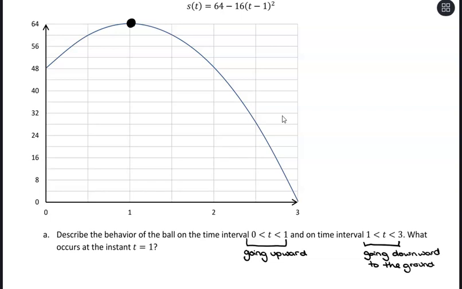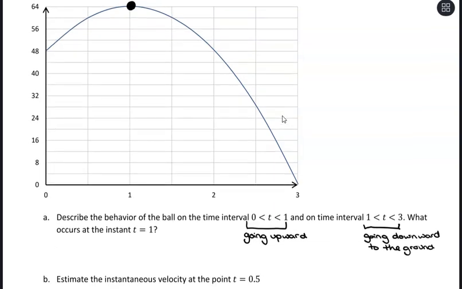So at that point, it's up in the air and it's at its maximum. And technically, it's not moving. It's not going up, it's not going down. It is just stalled for 1 second as it switches from increasing to decreasing. So here it's at its peak, and it's technically not moving at that instant.